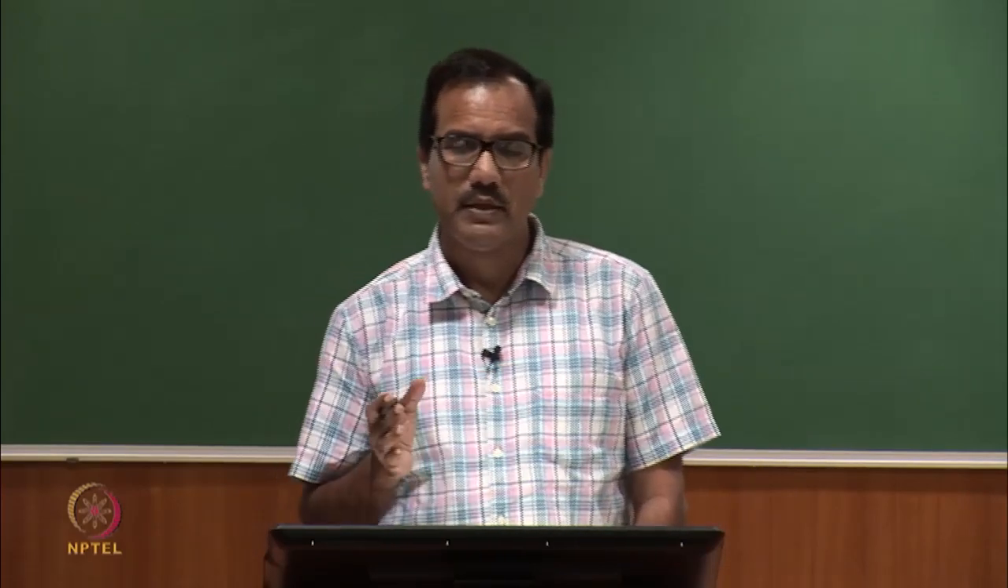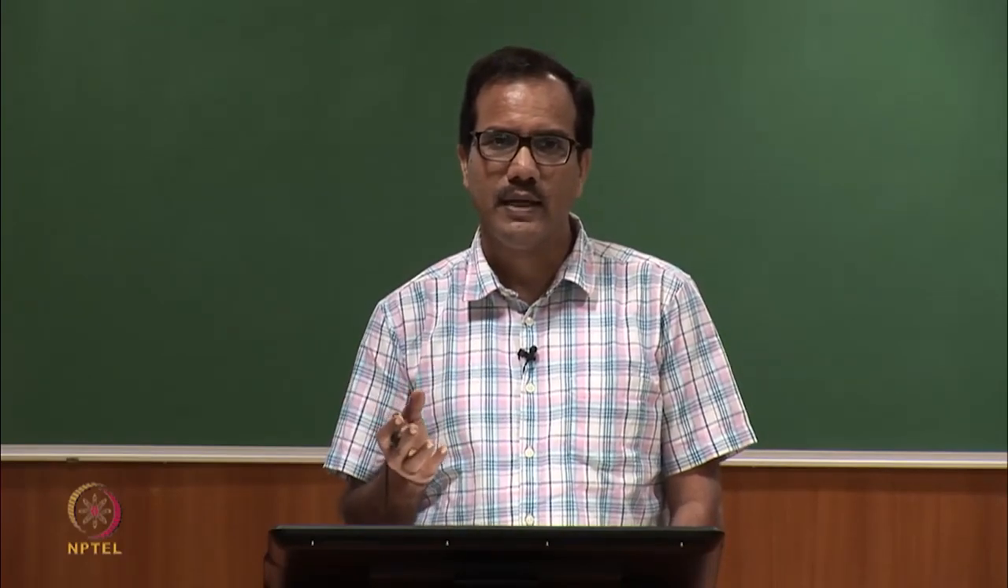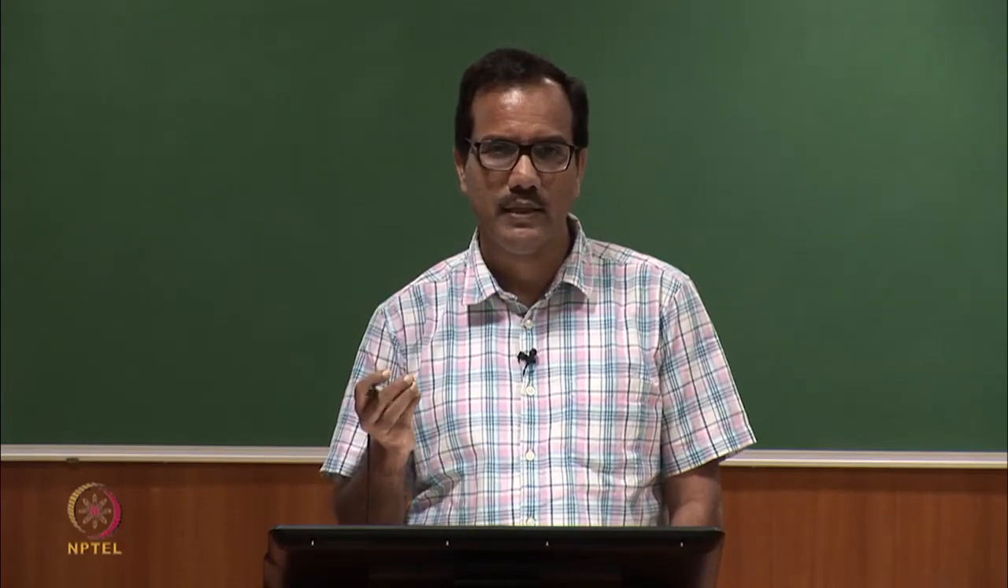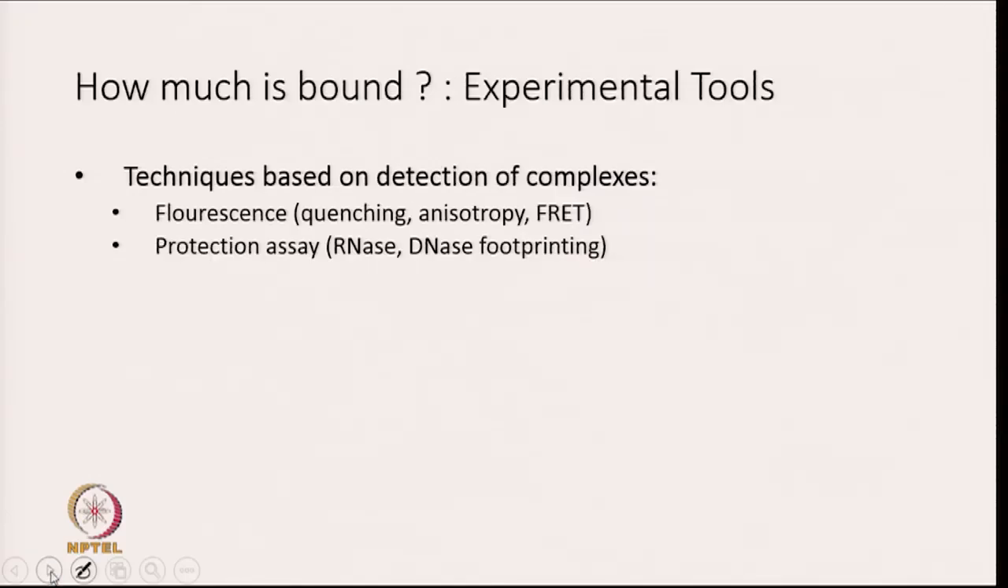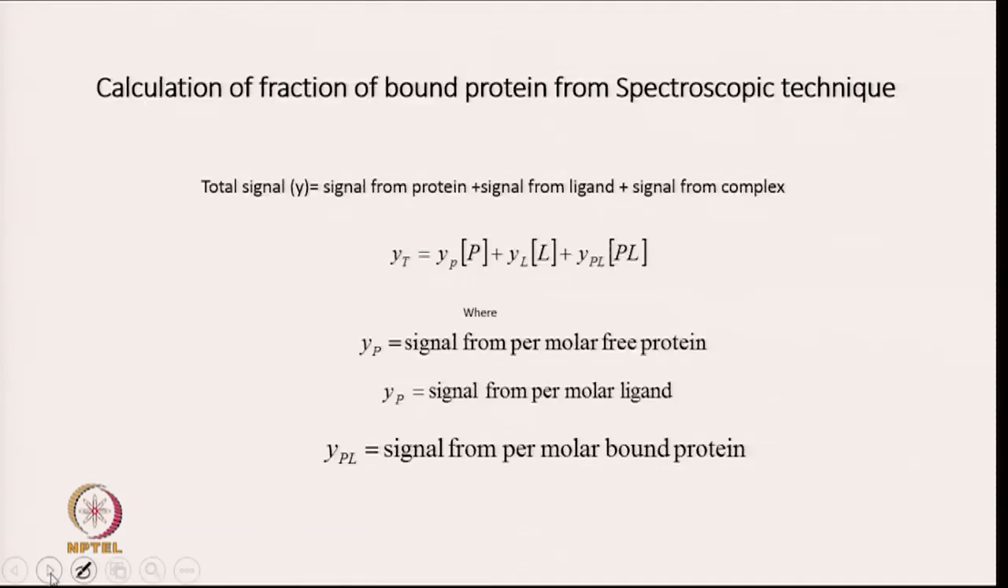So experimentally, what we do is we take protein and then titrate it with ligand, and then measure the fraction of protein bound to ligand, and then we plot nu by L versus nu. Now, how to know the fraction of bound protein, that is the main question, which is obtained by experimental tools. The detection of complex can be done either through fluorescence or protection assay, and in this lecture we are interested in how to use fluorescence to get the fraction of bound protein. So this is what I am going to discuss in this slide.